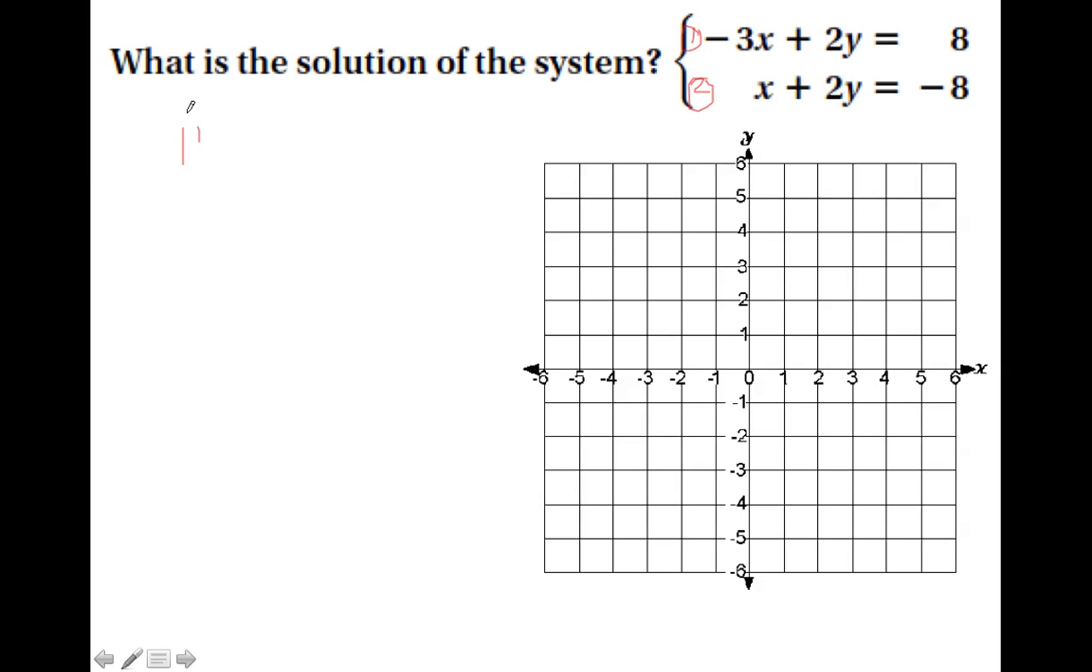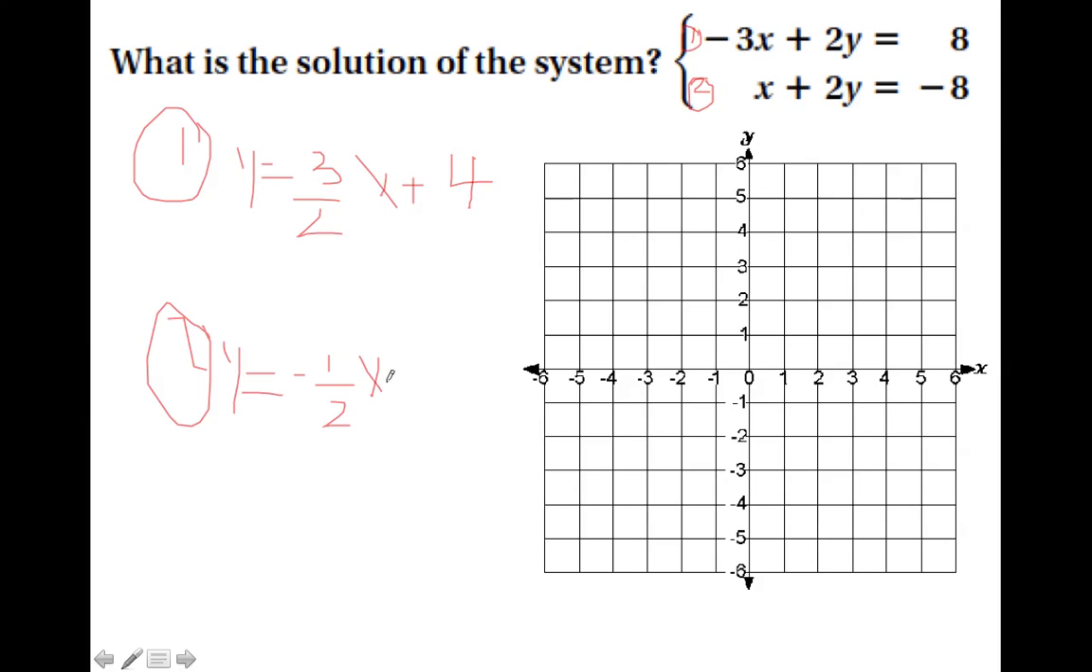Once you solve out equation 1, you will get y equals 3/2 x plus 4. And solving out equation 2, we will have y equals negative 1/2 x minus 4. Okay, and then we need to graph.